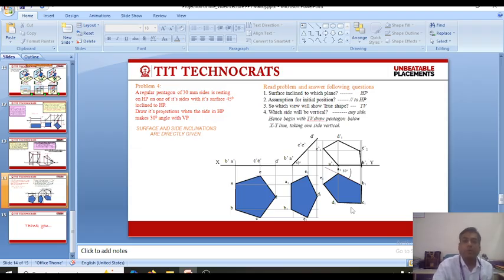Here, again a problem of a pentagon is given. By following the same procedure as we have followed in the case of the rectangle and set square, we can also solve this problem.